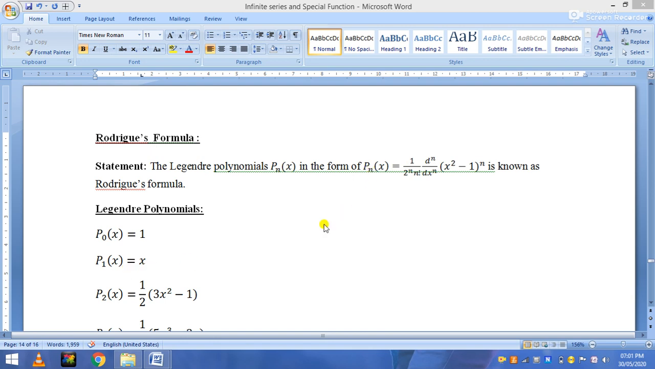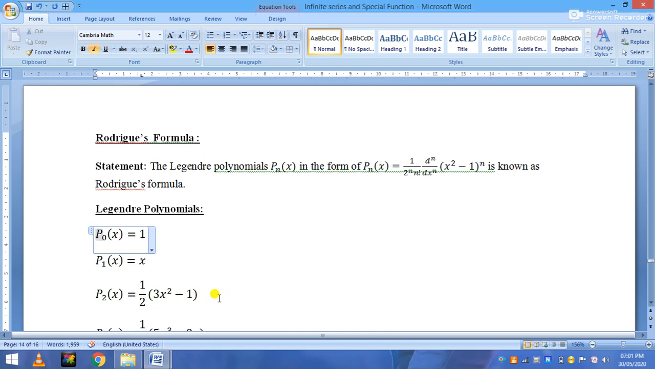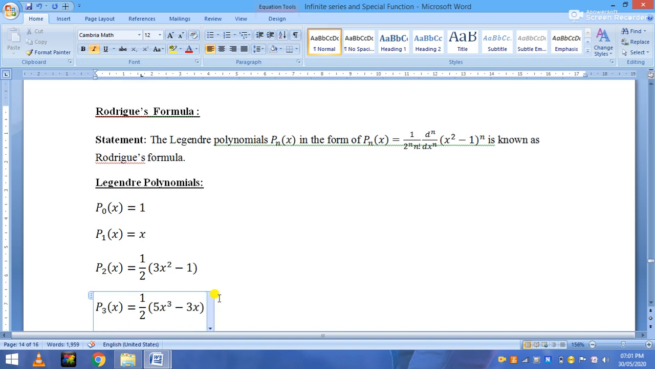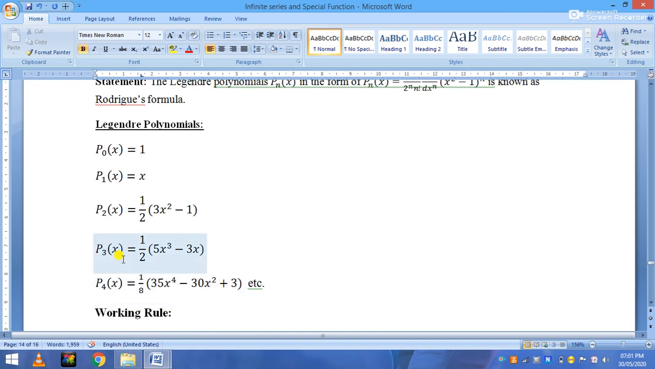Put n is equal to 2, we get p2 of x equal to 1 by 2 into 3 x square minus 1. Put n is equal to 3, we get p3 of x equal to 1 by 2 into 5x cube minus 3x. Put n is equal to 4, in the Rodriguez formula we get 1 by 8 into 35 into x raised to 4 minus 30x square plus 3, etc.